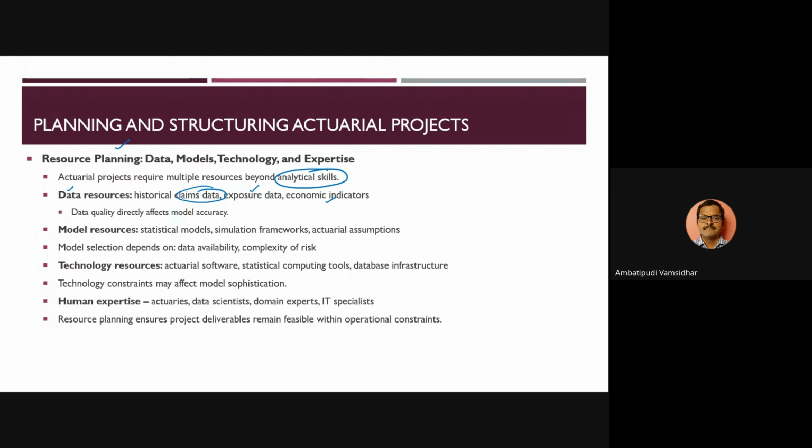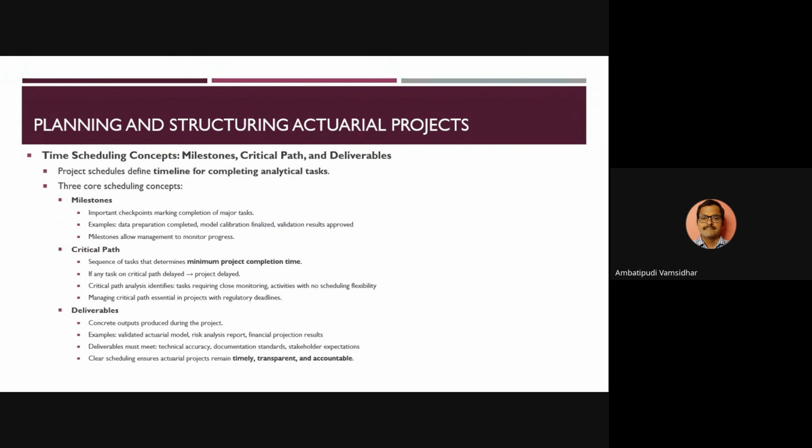And last but not the least, you also need to plan the human expertise related planning as well, whether it is in terms of getting the right number of actuaries, spread over their areas of specializations, data scientists, domain experts, IT specialists. You need to get people with all these kinds of backgrounds, right? So that is about the resource planning, which is again a very important aspect when you are going for an actuarial project. And time, right?